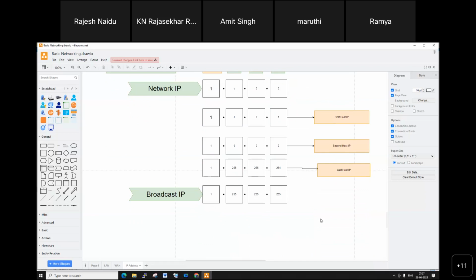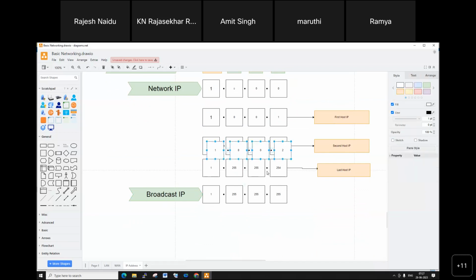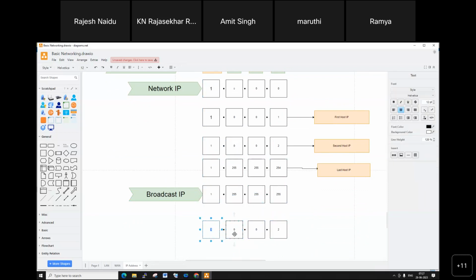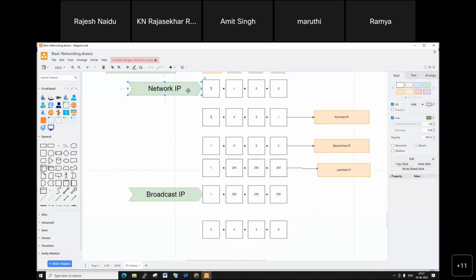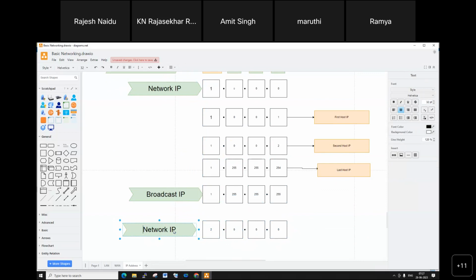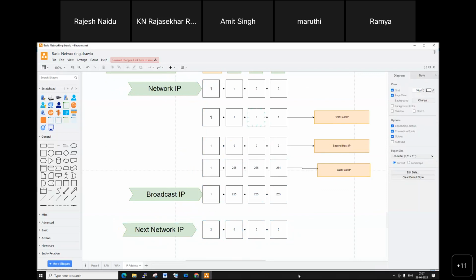What is the next network ID? 2.0.0.0. This is the next network ID, the next network IP. It will continue like this.